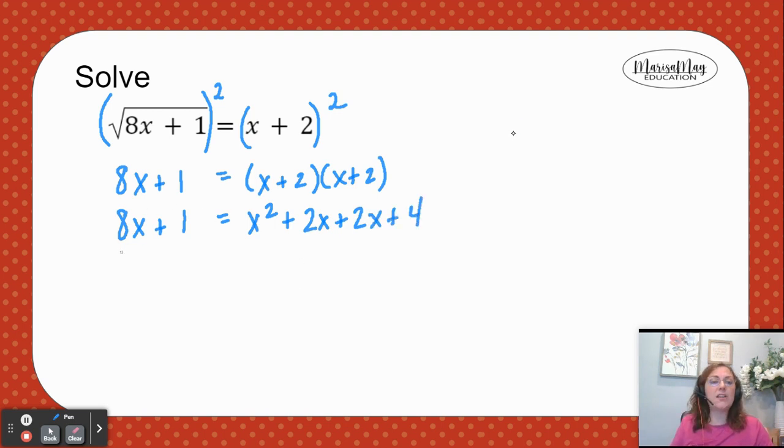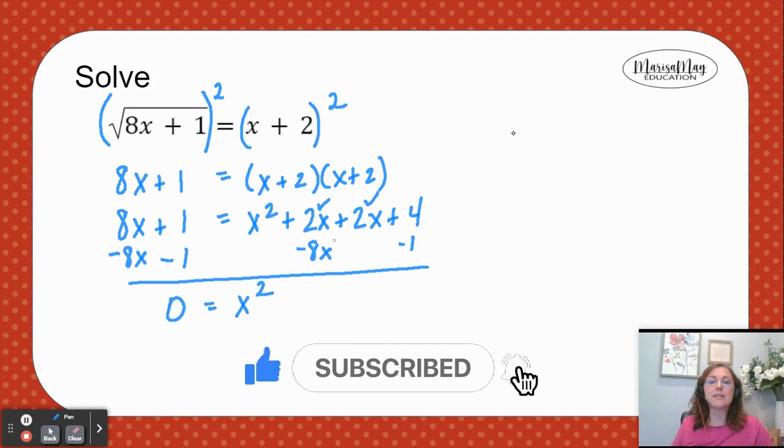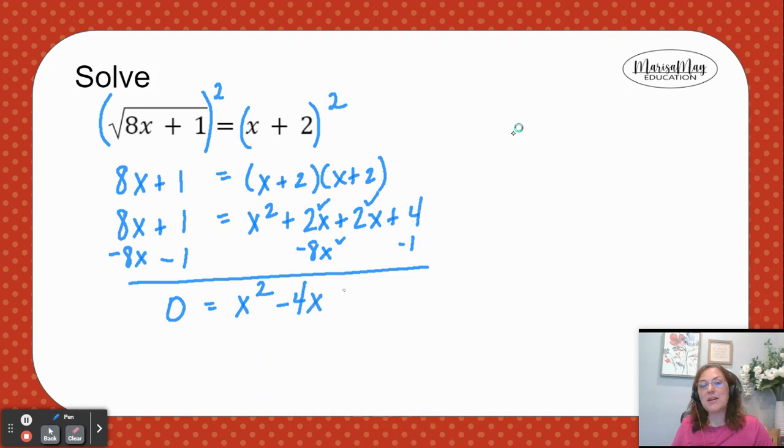Now let's get all of our terms on the right side of the equation. So I'm going to subtract the 8x and subtract the 1. That leaves me with a 0 over here on the left, and I have x to the second. Notice my x's. 2x plus 2x is 4x. Minus 8x gives me minus 4x. And then finally, my 4 minus 1 gives me plus 3.